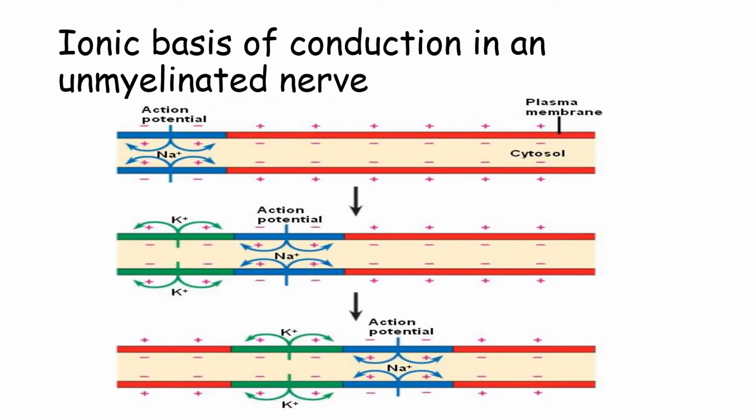So this slide focuses on the ionic basis for the conduction of the action potential in an unmyelinated nerve fiber: the generation of the action potential in that nerve followed by the wave of repolarization shown by the potassium currents in green. Then this action potential is propagated to the neighboring areas and this wave is carried forward throughout the length of the axon.